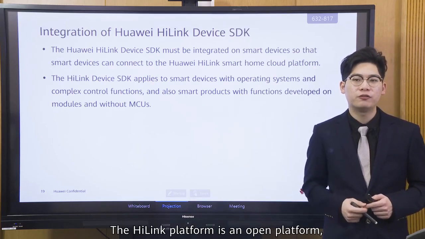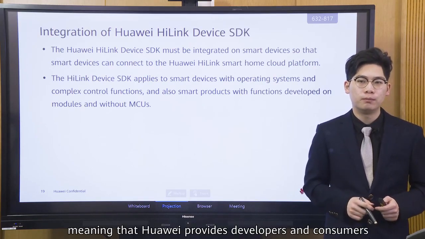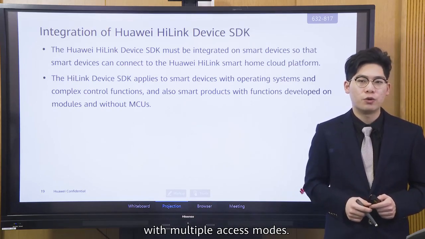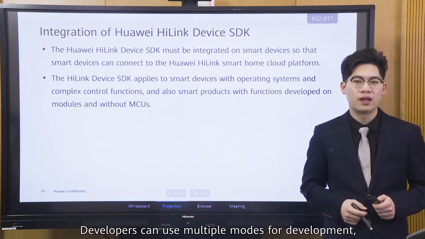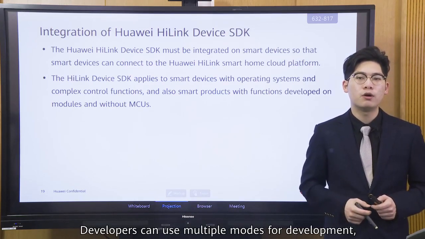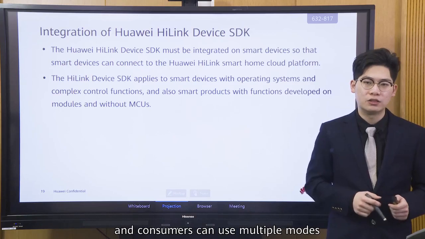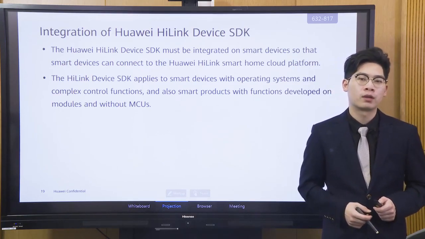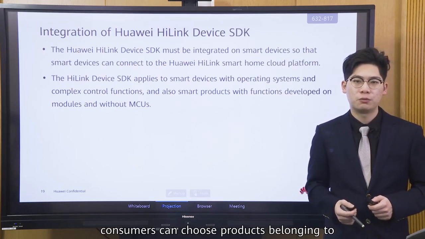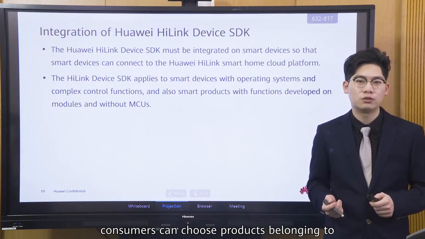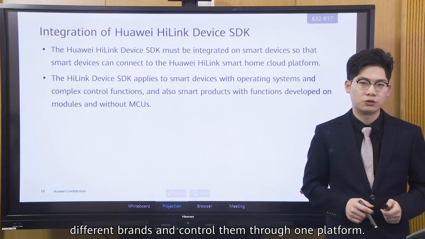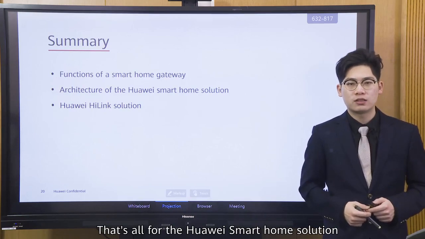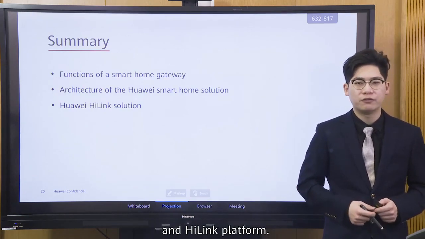The High-Link platform is an open platform, meaning that Huawei provides developers and consumers with multiple access modes. Developers can use multiple modes for development, and consumers can use multiple modes to access the platform. With this platform, consumers can choose products belonging to different brands and control them through one platform. That's all for the Huawei Smart Home solution and High-Link platform.